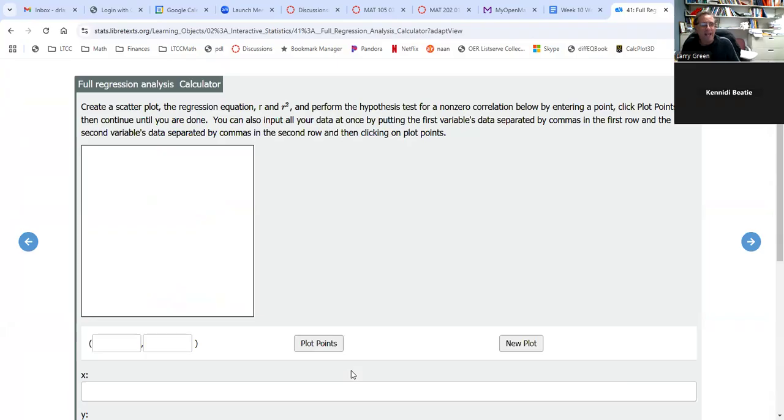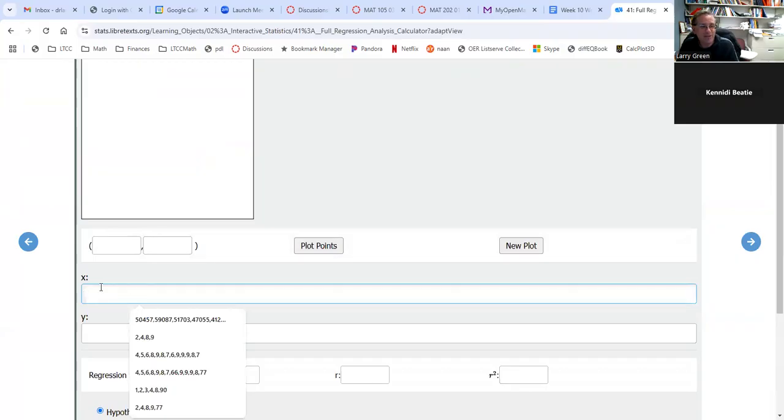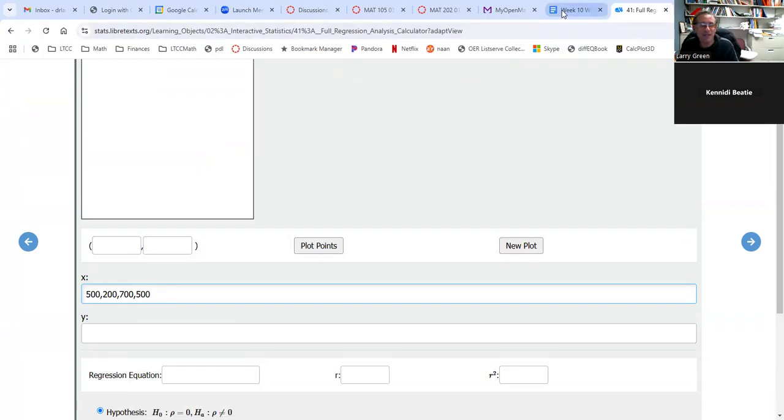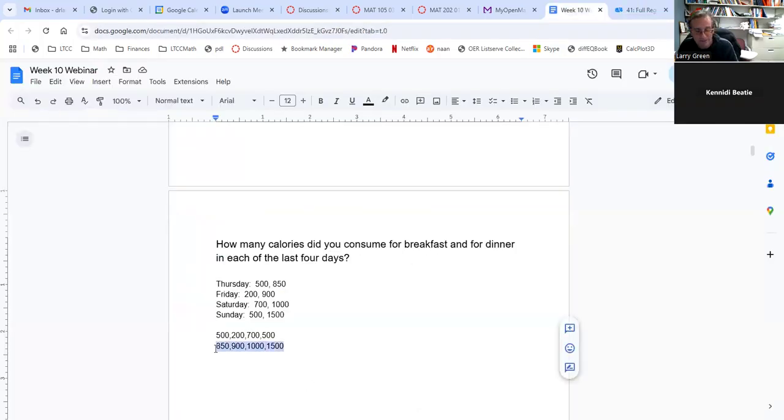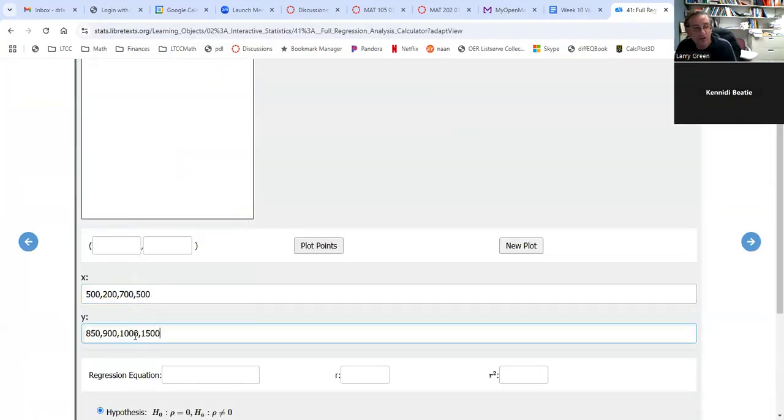There's two choices. The easy way is to just put in the values of x separated by commas. I copied and pasted. That's why I rewrote this with values separated by commas. And then the values of y separated by commas. It's very important that you keep them in the order in which they're written. Does that make sense? So this 500 goes with this 850. That was Thursday. This 200 goes with 900. That was Friday. So don't mix them up. Then I just hit plot points.